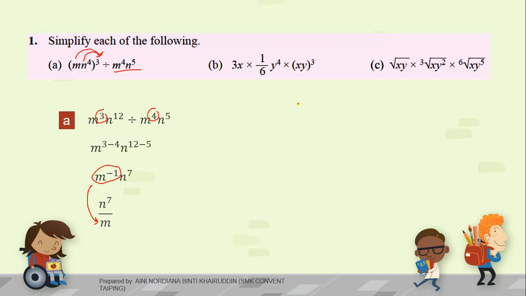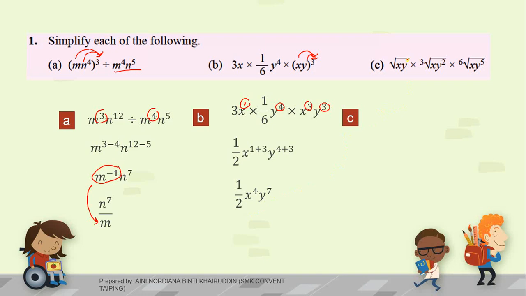For B, solve in the bracket first, then you get this. And then 3 times 1 over 6 is 1 over 2. X here, power 1, so 1 plus 3. Y, 4 plus 3. So the answer is 1 over 2, x to the power of 4, y to the power of 7.